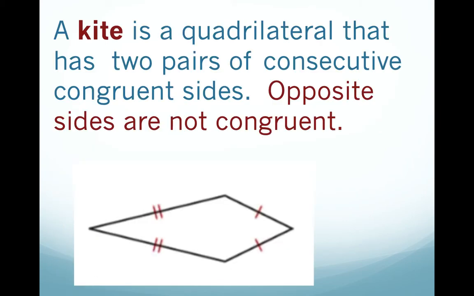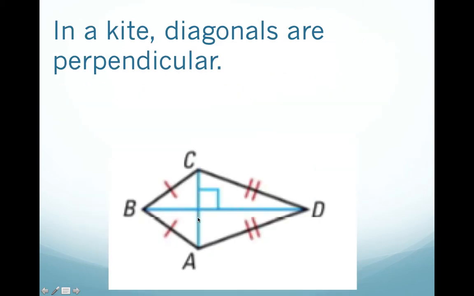A kite is a quadrilateral that has two pairs of consecutive sides that are congruent. I have a pair here, and on the right I have another pair that are congruent. The opposite sides are not congruent. In a kite, you also have diagonals that are perpendicular, therefore you have a right angle between the diagonals.